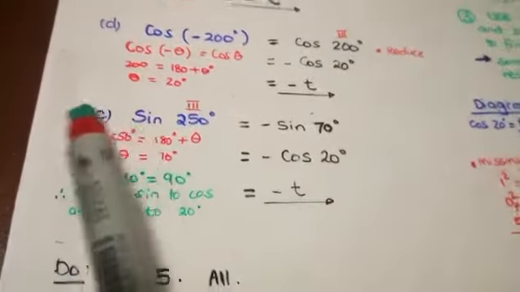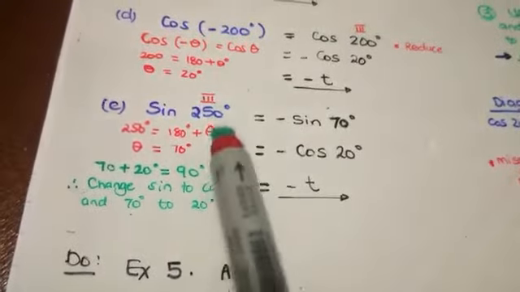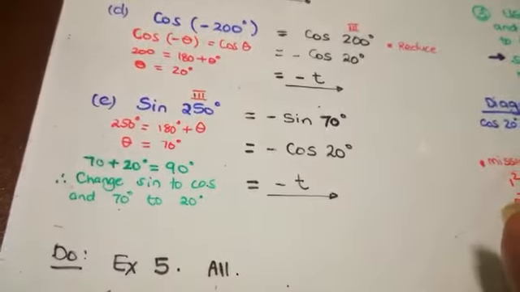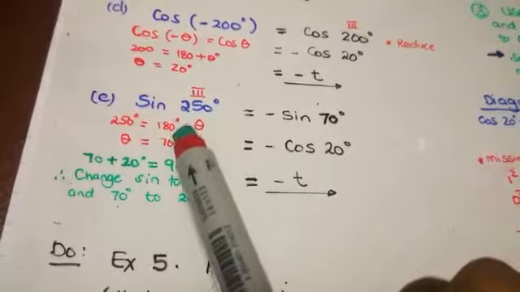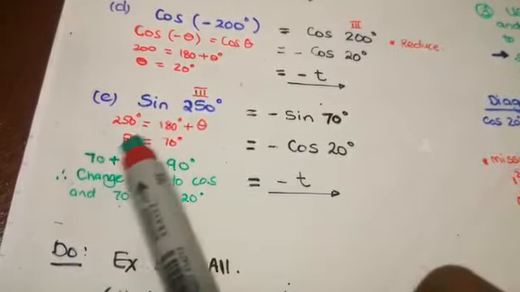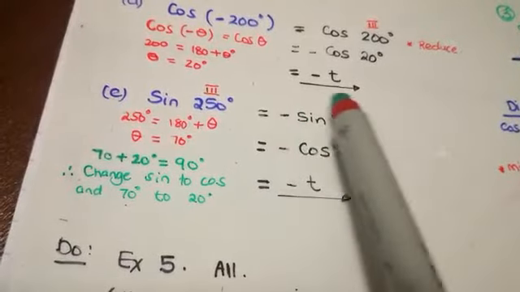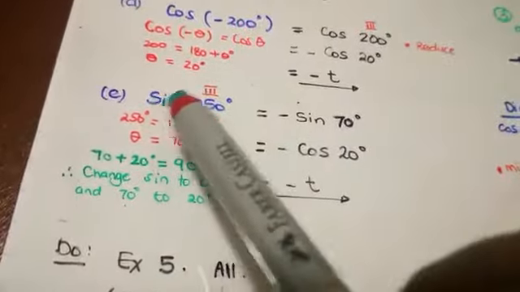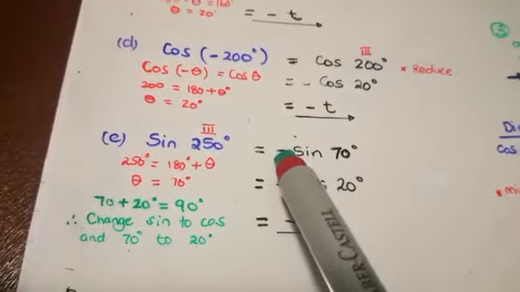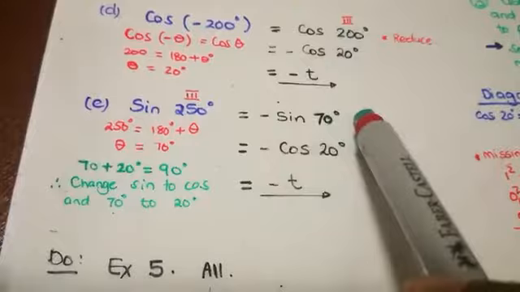Okay, the last one, E, we have sine 250. Sine 250 is in the third quadrant. So what do we do? We reduce, because this is not an acute angle. So in the third quadrant, 180 plus theta. So that means theta is equal to what? 70. So the first thing that you will do is to write that answer in reduction form. Sine in the third quadrant is negative. So that's why here I have a minus. So it's minus sine, and in the place of the 250, I'm going to write 70.